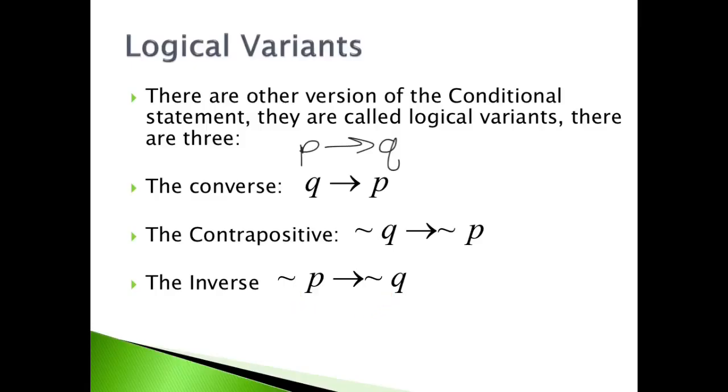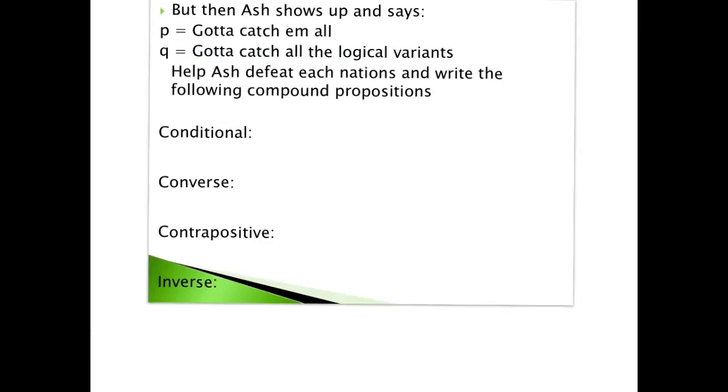Let's go ahead and apply these logical variants. For our example here, we have two statements, P and Q, where P is "gotta catch them all," and Q is "gotta catch all the logical variants." We're going to help Ash defeat the nations and write the following compound propositions. So we're going to write the conditional, the converse, the contrapositive, and the inverse. For the conditional statement, it would be: if you gotta catch them all, then you gotta catch all the logical variants.